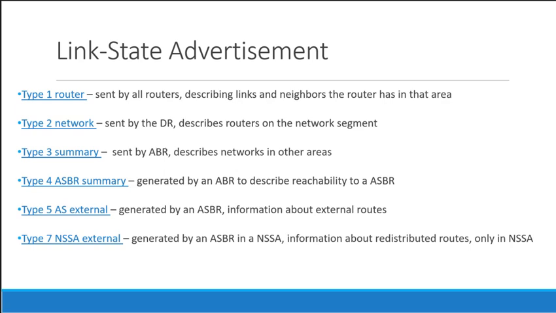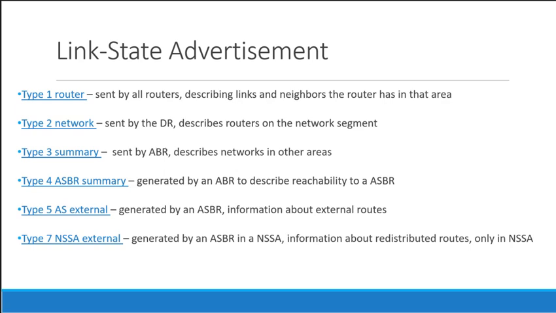Type 1 is the router LSA, and it's sent by all routers describing links and neighbors the router has in that area. Type 2 is the network LSA sent by the designated router in a multi-access network, and it describes routers on the network segment just for that designated router.